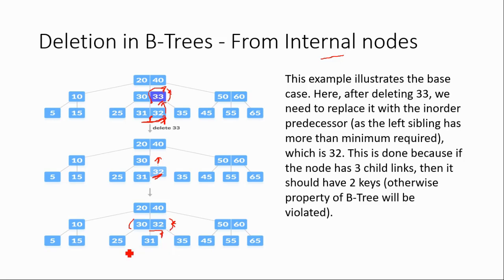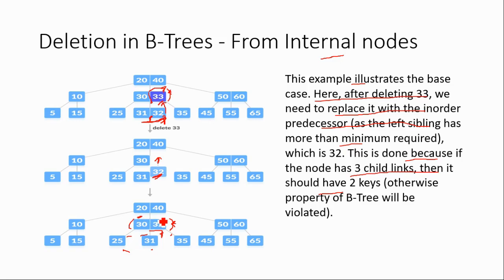The leaves. So this example illustrates the base case. If after deleting 33 we need to replace it with the in-order predecessor, and the left sibling has more than the minimum required, which is 32, this works because if the node has three links, it should have two keys. Obviously, if there are three child links, then we should have two elements in the parent node.